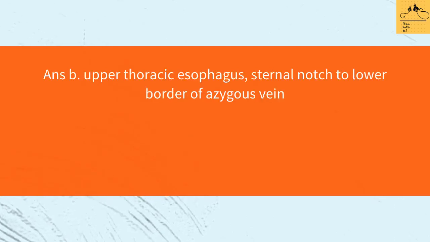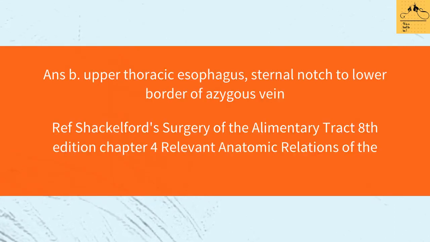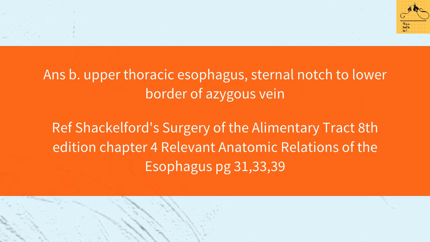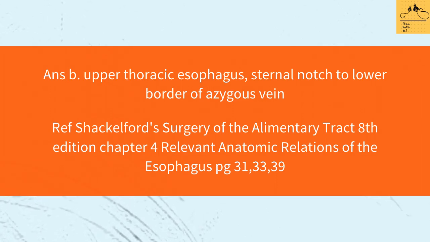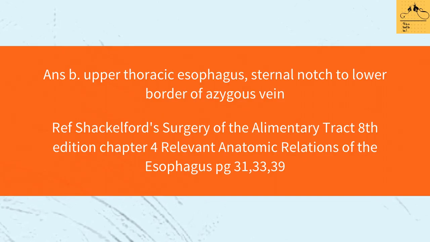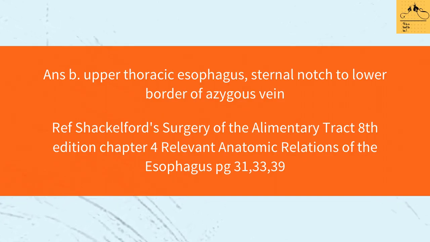Ans B. Upper thoracic esophagus, sternal notch to lower border of azygous vein. Ref. Shackelford Surgery of the Alimentary Tract 8th edition Chapter 4 Relevant anatomic relations of the esophagus page 31, 33, 39.